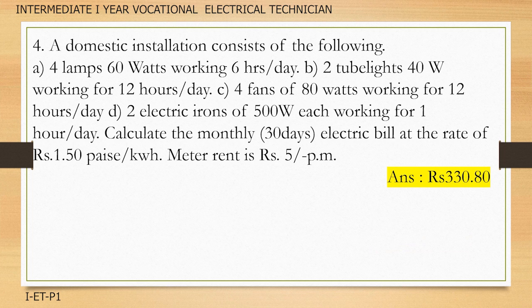Fourth question. A domestic installation consists of the following: 4 lamps of 60 watts working 6 hours per day, 2 tube lights of 40 watts working for 12 hours per day, 4 fans of 80 watts working for 12 hours per day, 2 electric irons of 500 watts each working for 1 hour per day. Calculate the monthly electricity bill at the rate of 1.5 paise per kWh. Meter rent is 5 rupees per month. This problem also you have to do.